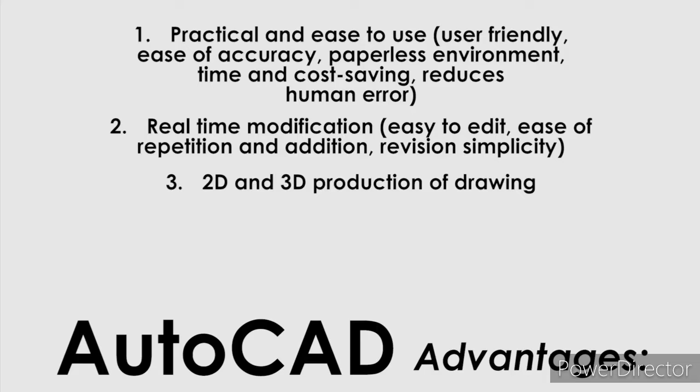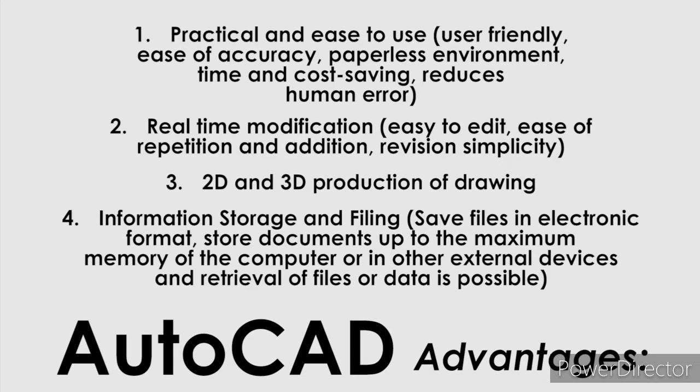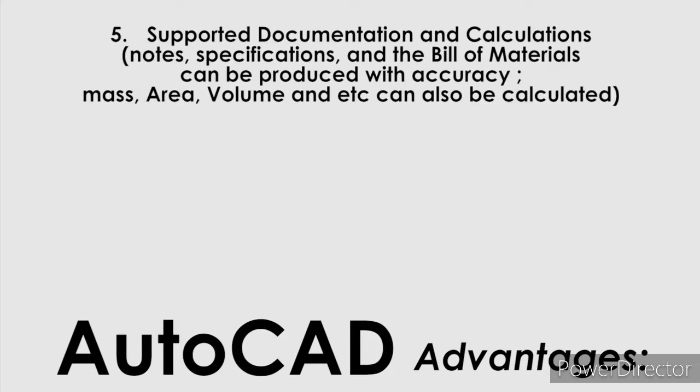Revision simplicity. Number 3. 2D and 3D production of drawings. Number 4. Information storage and filing. Save files in electronic format, store documents up to the maximum memory of the computer or in other external devices, and retrieval of files or data is possible. Number 5. Supported documentation and calculations. Notes, specifications, and the bill of materials can be produced with accuracy.